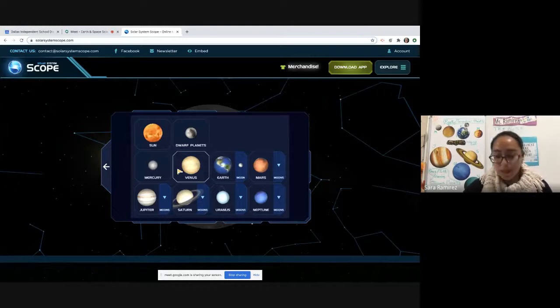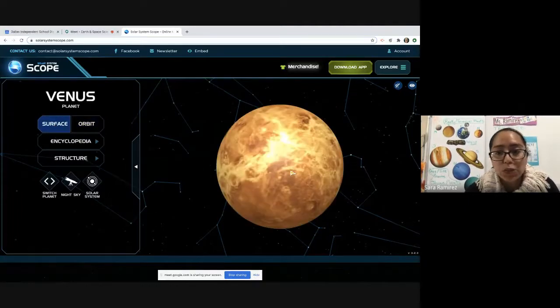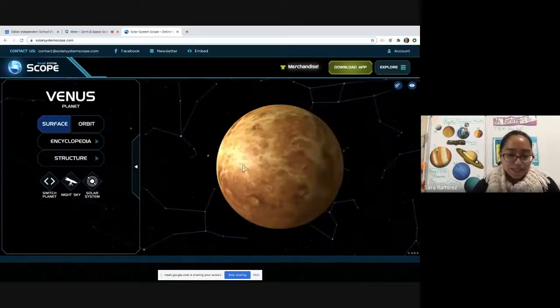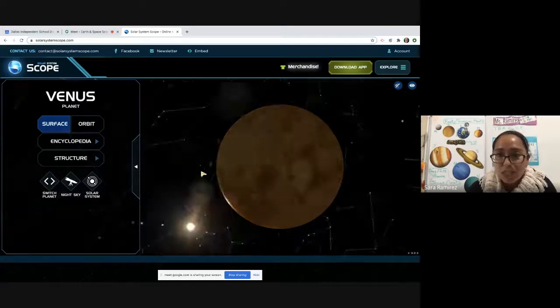Venus happens to be my favorite planet. It was named after the goddess of love. We're going to take a look at its cool surface. One of the reasons I like it so much is because it seems just like a very destructive planet. It's covered with lots of volcanoes. It is the hottest planet. It is over 900 degrees Fahrenheit.